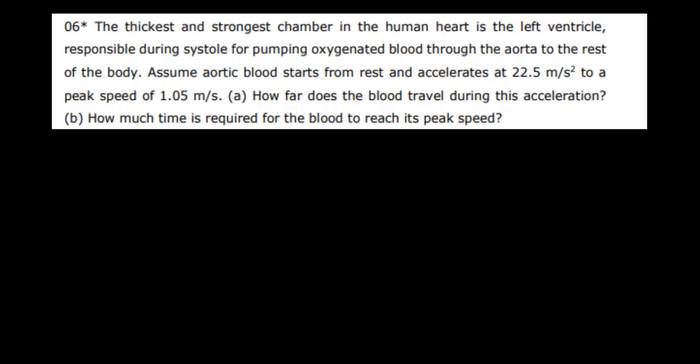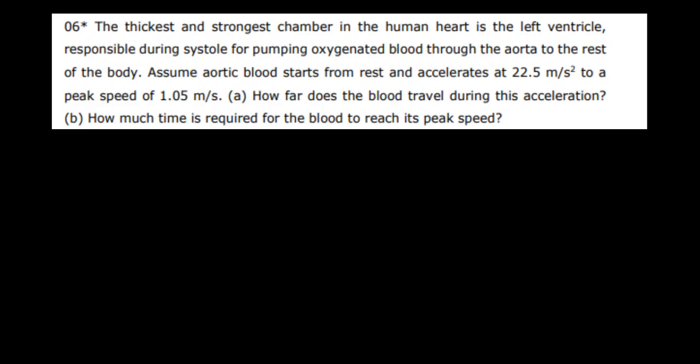Question 6 says the thickest and strongest chamber in the human heart is the left ventricle, responsible during systole for pumping oxygenated blood through the aorta to the rest of the body. Assume aortic blood starts from rest and accelerates at 22.5 meters per square seconds to a peak speed of 1.05 meters per second. How far does the blood travel during this acceleration?